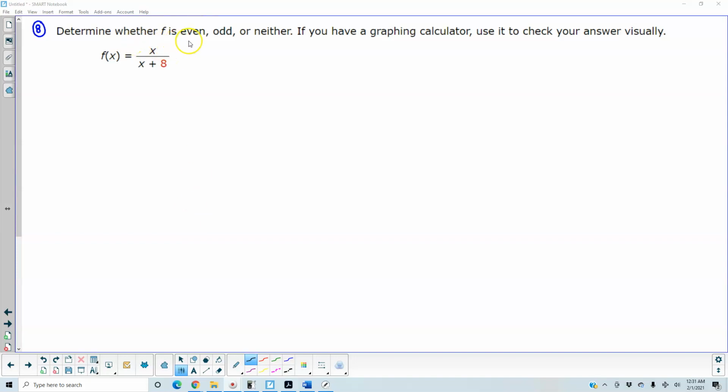Okay, determine if f is even, odd, or neither. And once you've completed that, having a graphing calculator, we can use Desmos to check the answer visually. So, first thing we want to do is check to see if it's an even function.